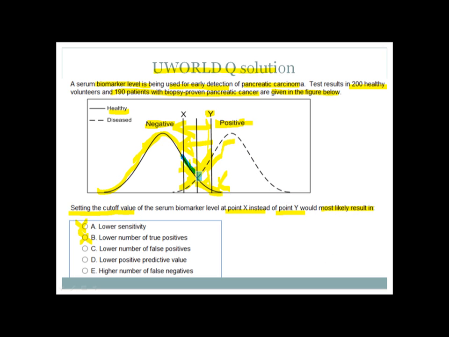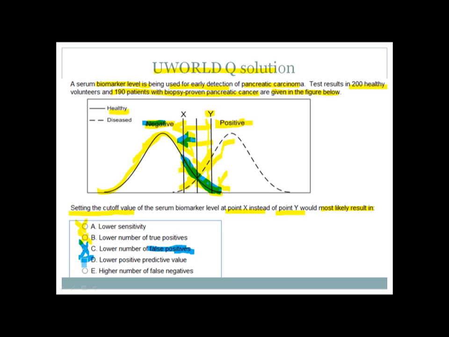So this is the part that tells you the false positives, because they do not have the disease but they test positive because of this lower cutoff value. So first this false positive part was just this one, and now it's greater, so that's why the false positive rate should increase. So lower number of false positives is false, it's not true.